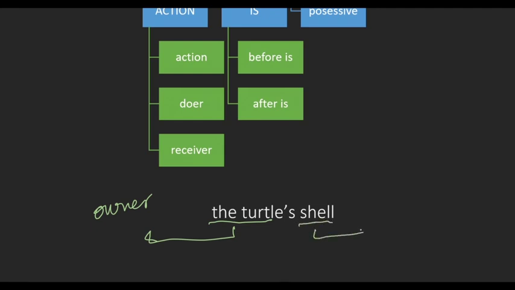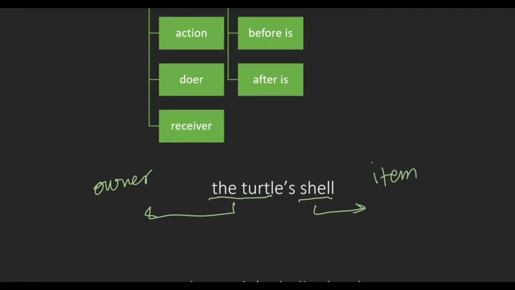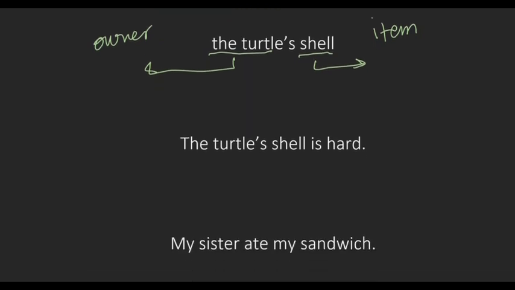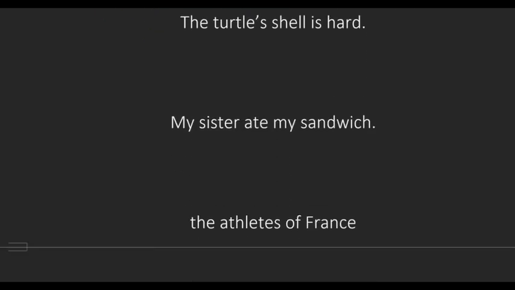Right, the shell. So let me just make sure I have this clear. You have possessive fragments. It denotes ownership. And there are 2 parts to a possessive fragment, the owner and the item. So the owner is the one that owns a thing, and the item is the thing that is owned. Exactly. Okay, I think I got it. Okay, let's look at another example.